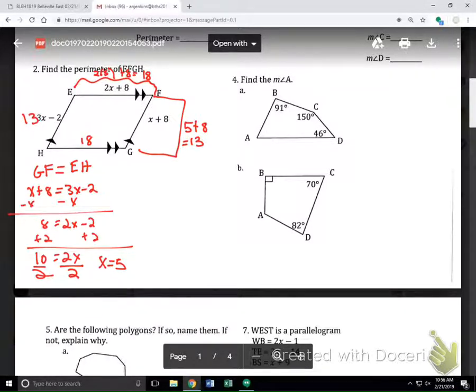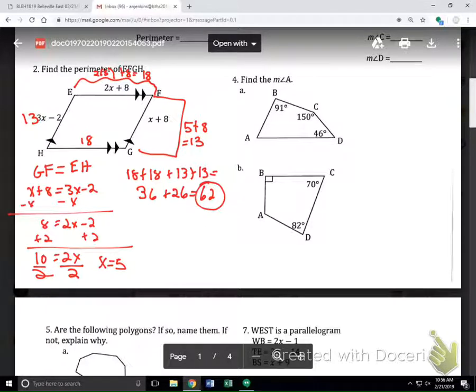This is 13. So when we do this, we now just add all of these up, or you can multiply each side that's different by 2. So you have 18 plus 18 plus 13 plus 13. So we ended up with 36 plus 26, which is 62. So our perimeter is 62.